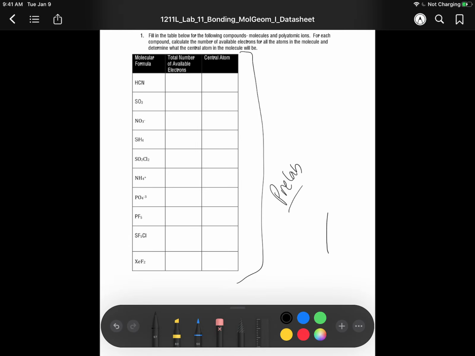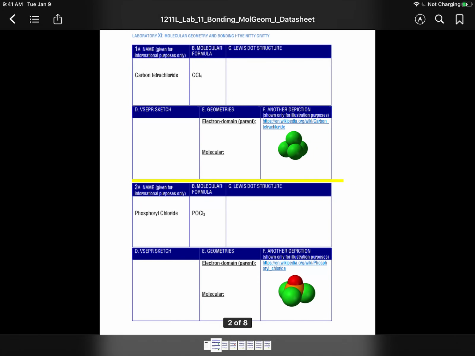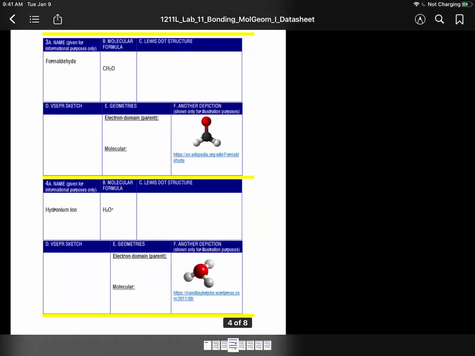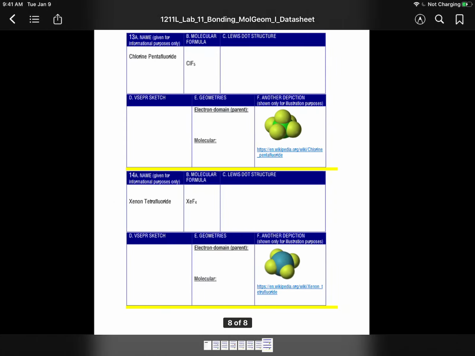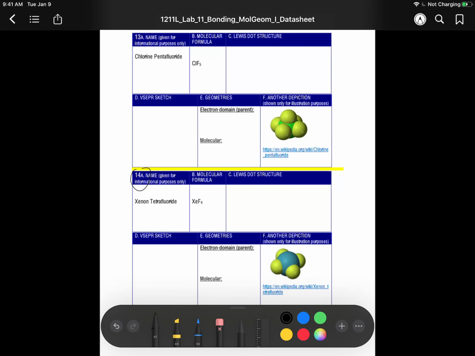So you're going to go through, answer your pre-lab, and then answer your actual lab, which has your Lewis dot structure, your VSEPR sketches, and your geometries. You're going to do it for all 10 structures? 14 structures. So you've got 14 structures that you're going to be giving information for. And we're going to go over a couple of them today.